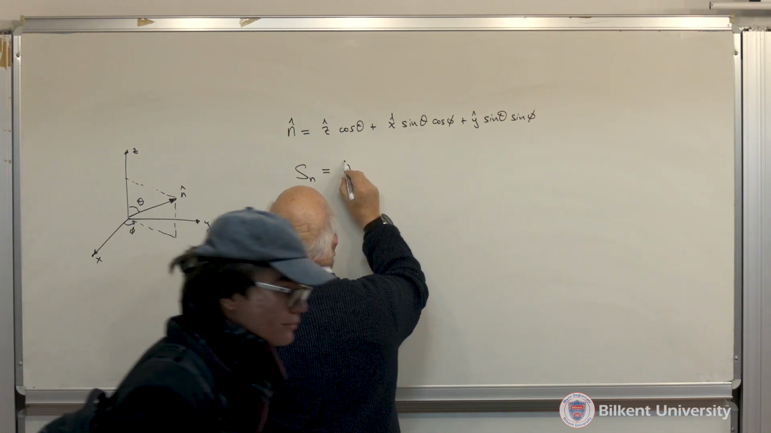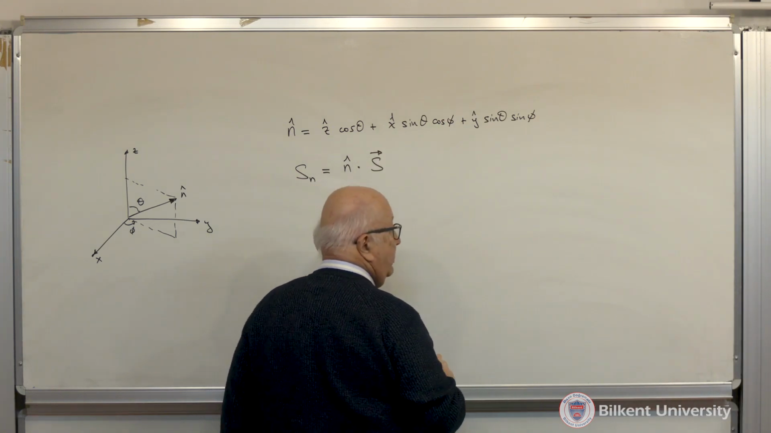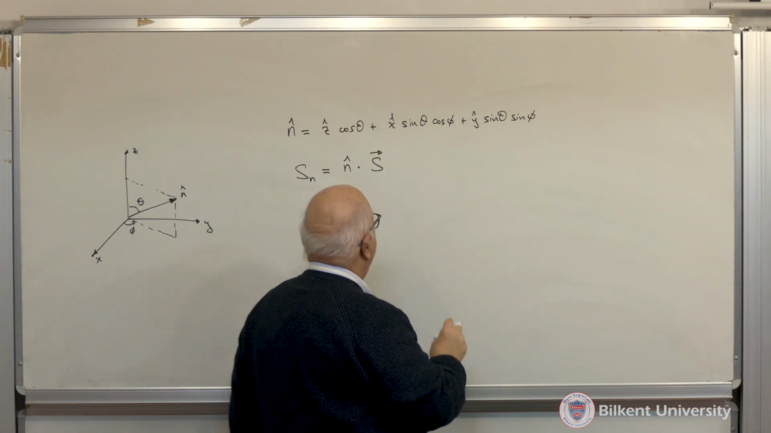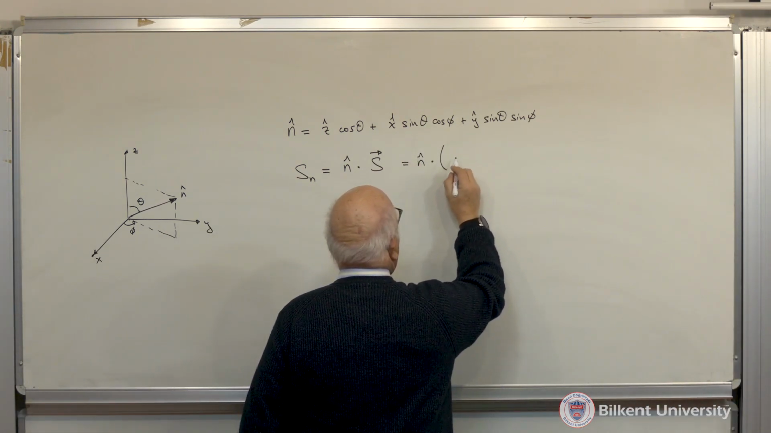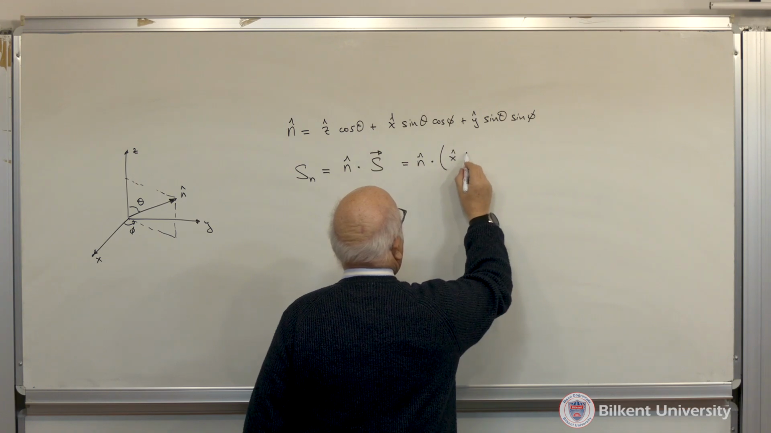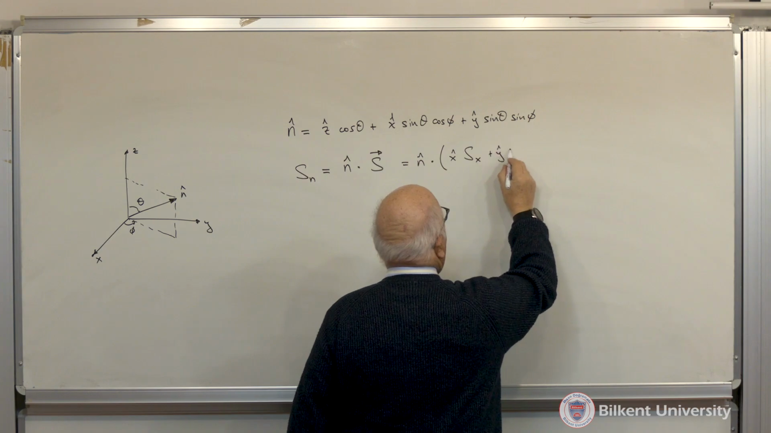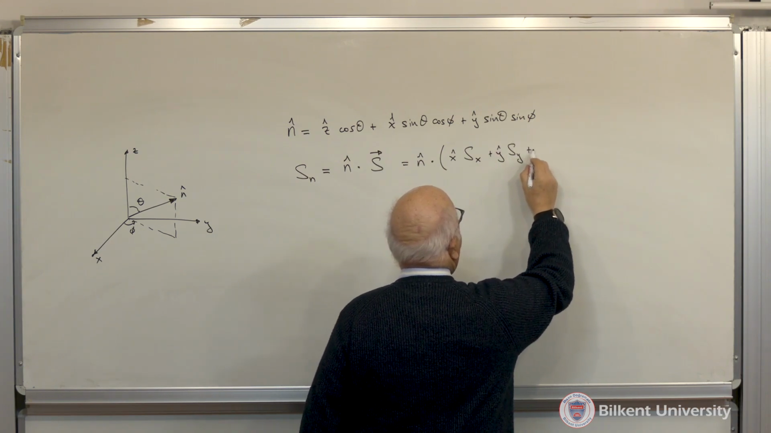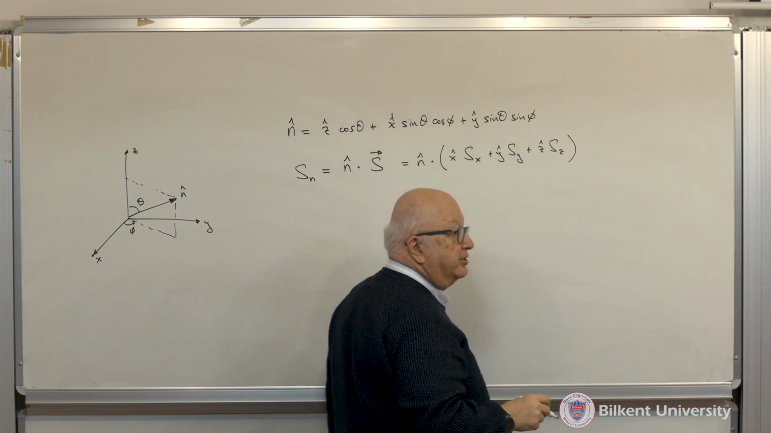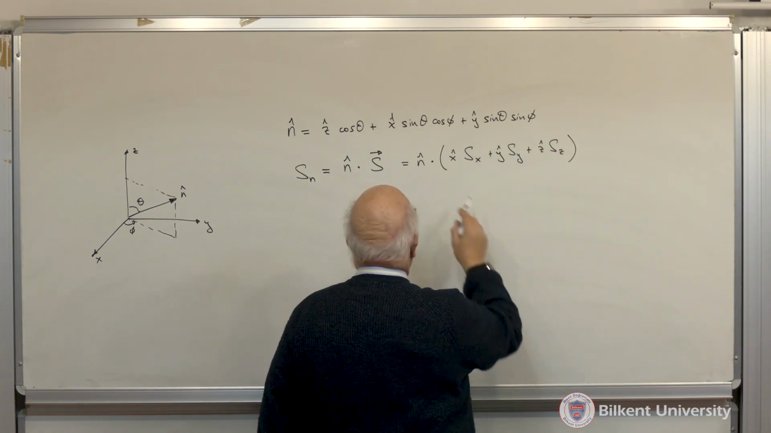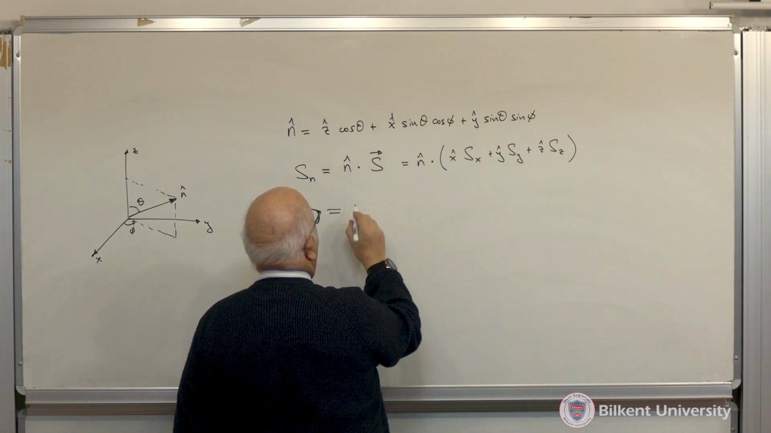So what I do is I take the dot product of this object with the S vector. Okay, what is the S vector? It is the Sx operator in the x direction, Sy operator in the y direction, and Sz operator in the z direction. Okay, so very simply you just get the various components.